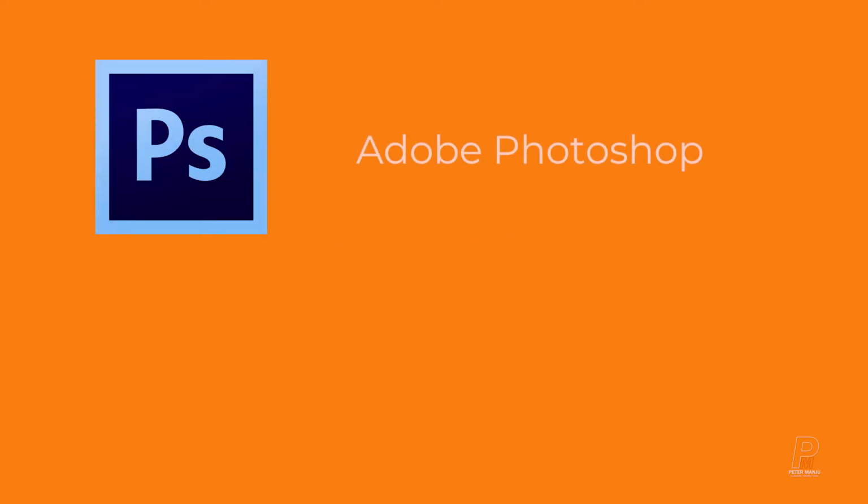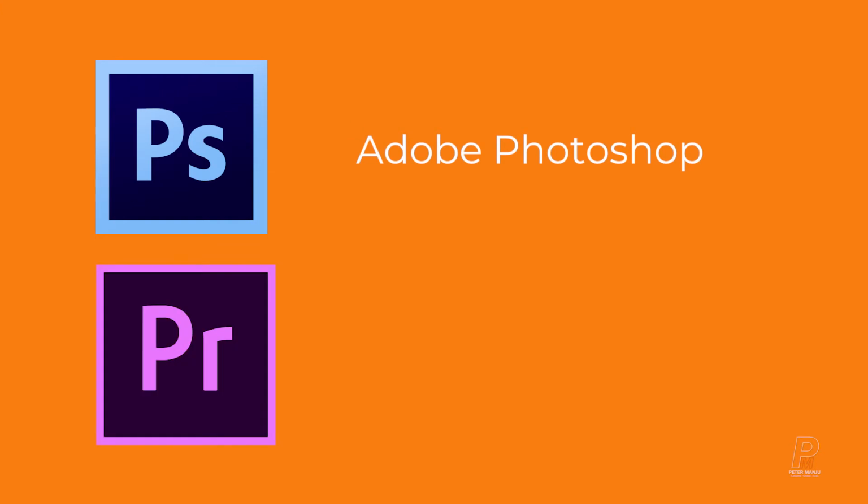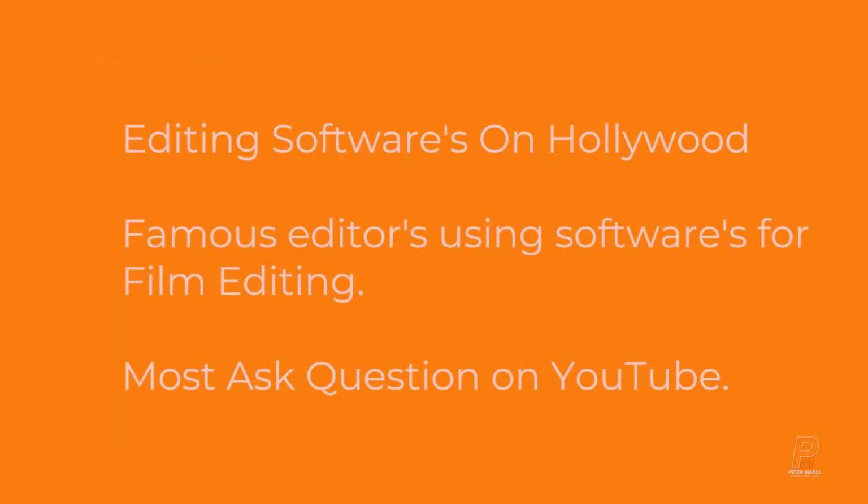This is the main hardware setup, and now the software I'm going to use in this editing process. First, Adobe Photoshop and Adobe Premiere Pro. For this tutorial, I'm going to use these two software from beginning to end. Before that, I'm going to reveal the main editing software they use in editorial rooms, and which software the most famous editors use. This is the most common question on YouTube. There's a very simple answer for that.